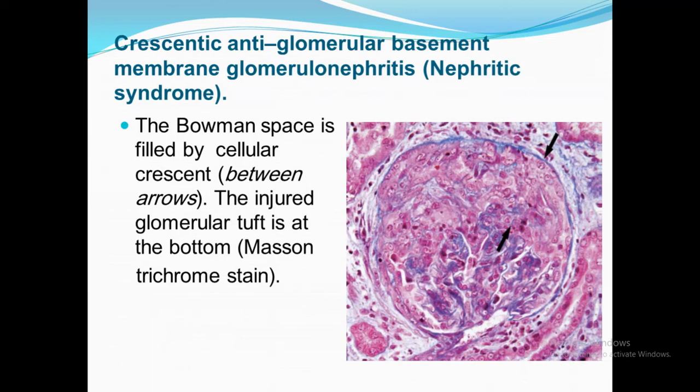In rapidly progressive crescentic anti-glomerular basement membrane glomerulonephritis, here we have a crescent formation. This is crescent formation, which is formed by increased cellularity, especially epithelial cell proliferation. So this is crescent, and the disease is rapidly progressive glomerulonephritis. Also, this is Masson trichrome stain.